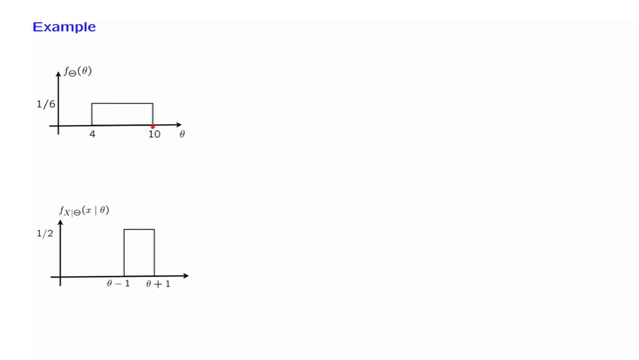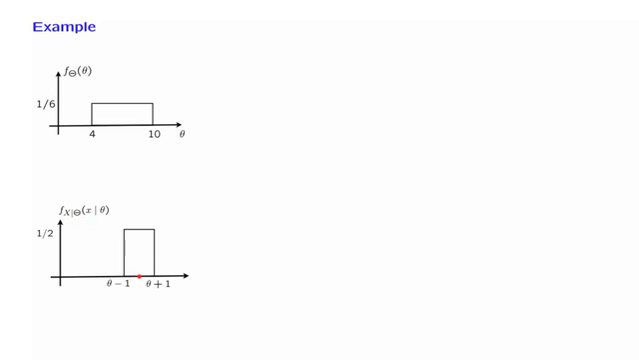Let us now go through an example. Suppose that we have an unknown random variable theta that has a uniform distribution between 4 and 10. We observe some other random variable x that's related to theta according to the following model. This is the conditional distribution of x given theta.